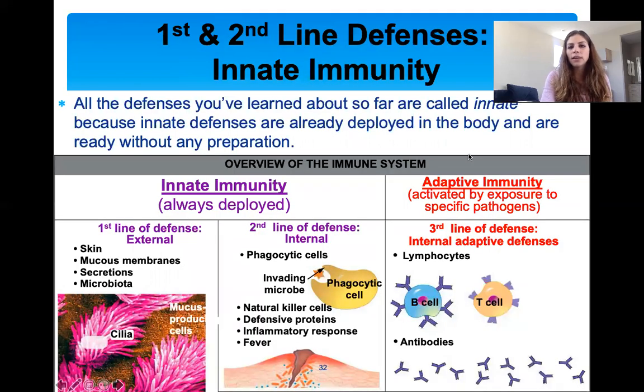And finally, everything we learned about so far was called the innate immune system. We learned about the first line defenses, the second line defenses, and then the next lecture will be adaptive immunity. So this is it for this lecture, and I hope you guys can slowly take the parts together and keep in mind that all of these are happening at the same time. So with that, I'll do the adaptive immunity lecture later.